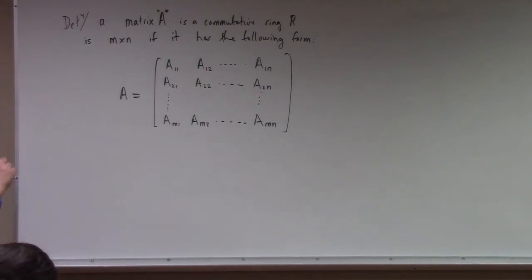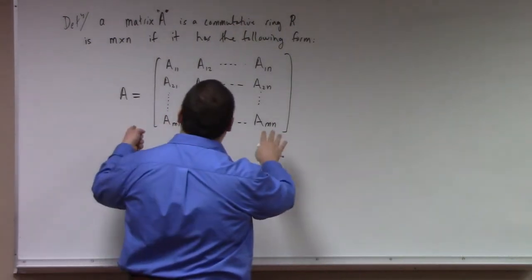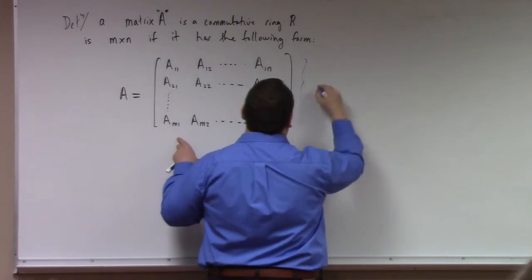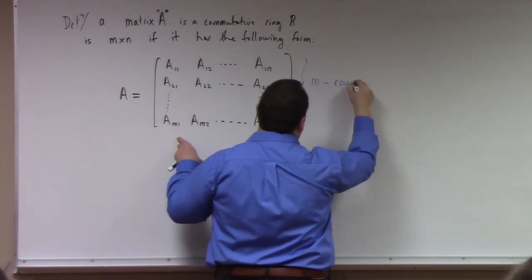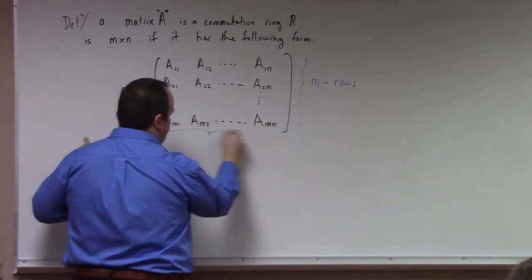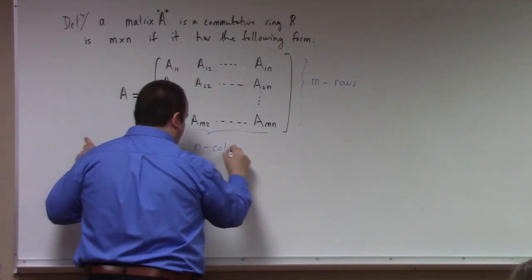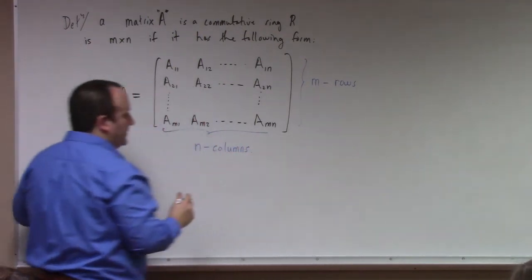But anyway, the point is, if this is M by N, because there are M rows and there are N columns. All right.